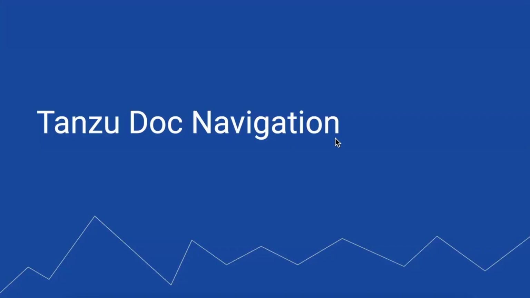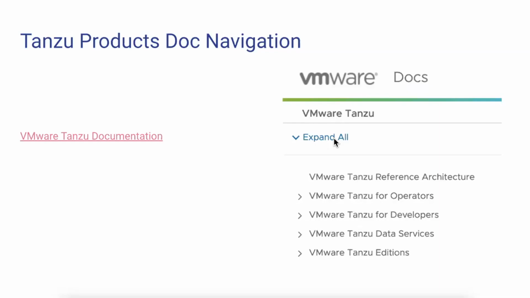Now, one other thing that I have faced some challenges with is understanding the Tanzu documentation, because there are several products and sometimes it's easy to get confused. So this is the main landing page for VMware Tanzu documentation, which is vmware.com, vmware-tanzu index.html. Once you reach there, the way the product documentation has been broadly categorized is under this: Tanzu for operators, Tanzu for developers, Tanzu data service, and Tanzu edition.